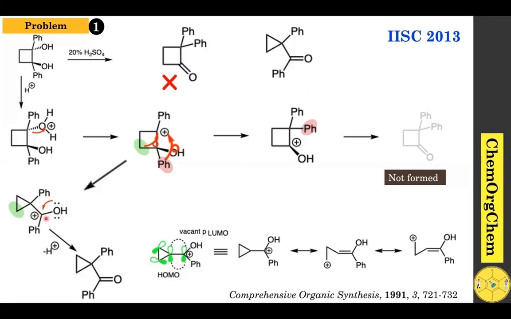Or in the combination of these two factors, the phenyl group, hydroxy group, as well as the cyclopropyl group would stabilize this carbocation. For that reason, we are selectively getting that cyclopropane containing ketone as the sole product.